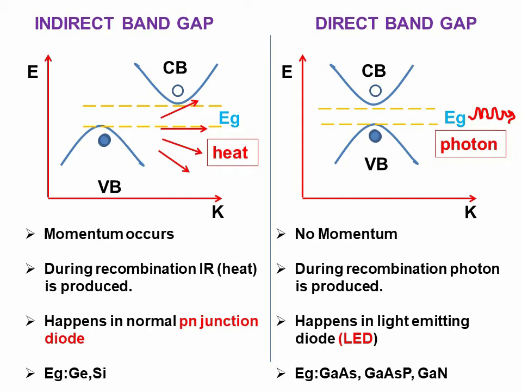The direct band gap materials examples are gallium arsenide, gallium arsenide phosphide, gallium nitride. Thus, the light emitting diode emits light in forward bias, whereas an ordinary p-n junction diode in forward bias does not have this property. The main difference is the materials it is made of.